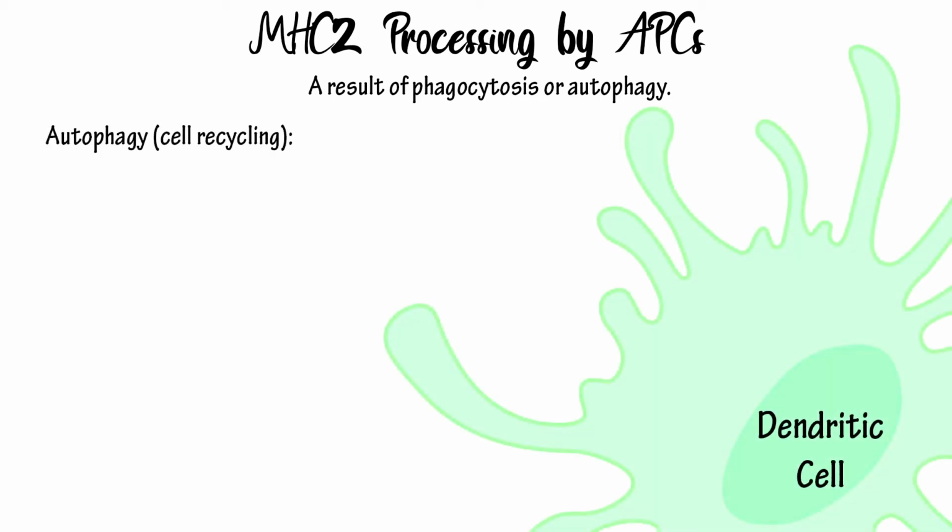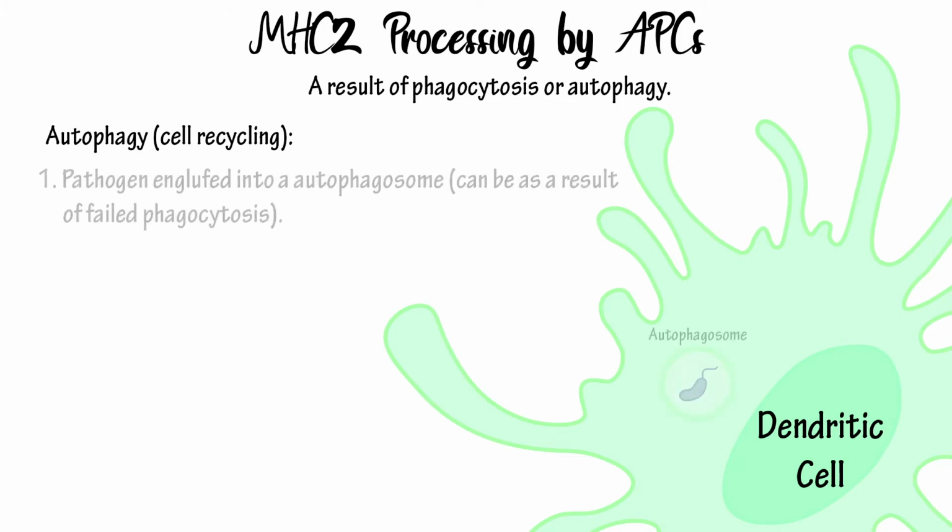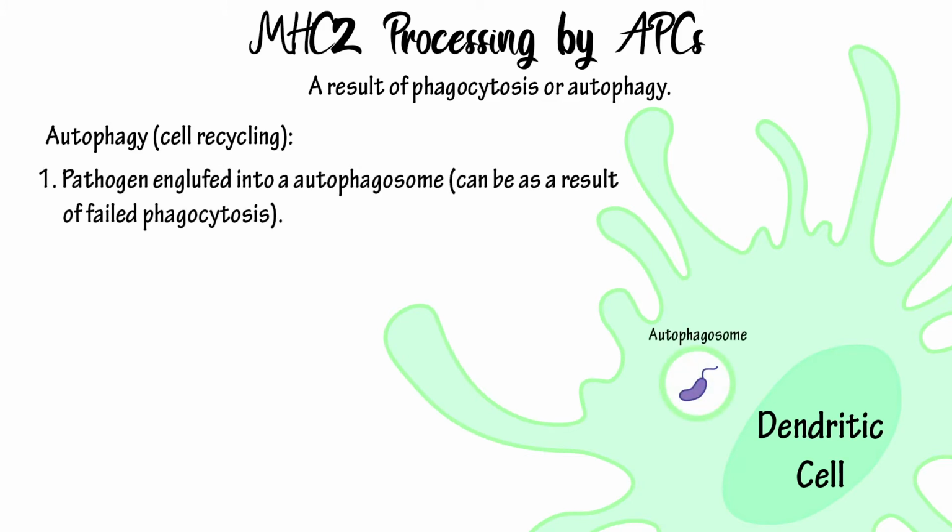This is done during the process of either phagocytosis or autophagy. Autophagy is the process of cell recycling. So damaged or inefficient organelles are digested and processed in what's called an autophagosome to keep the cell healthy. A pathogen can also be engulfed into an autophagosome during autophagy. It can be because the pathogen has either broken free during phagocytosis or that phagocytosis just hasn't worked properly.